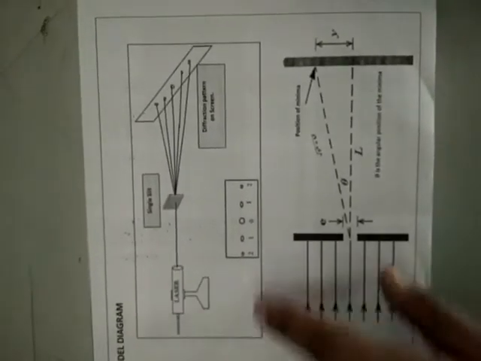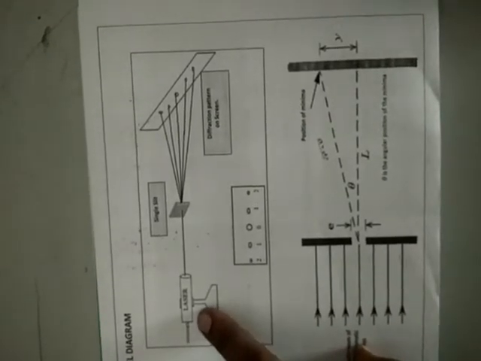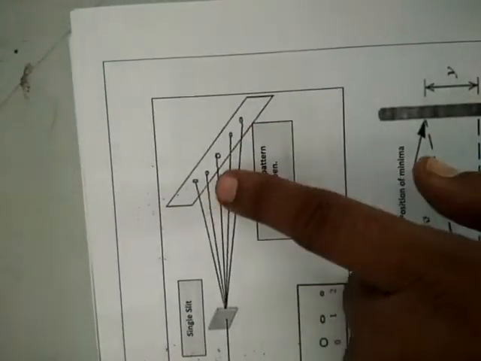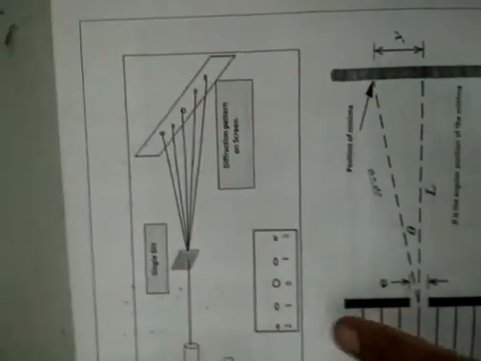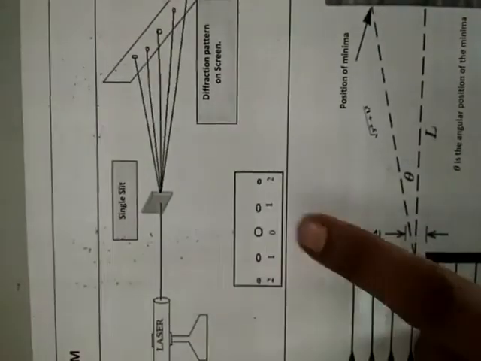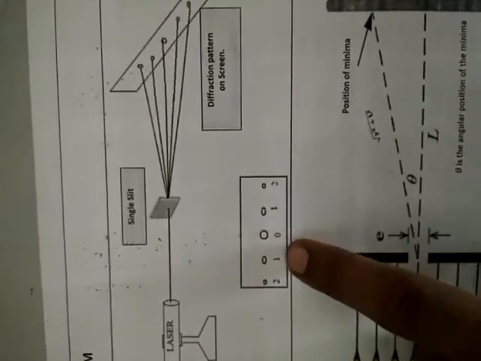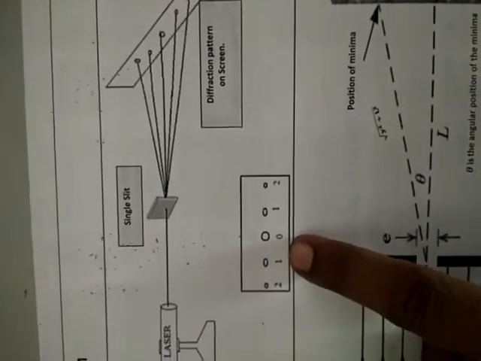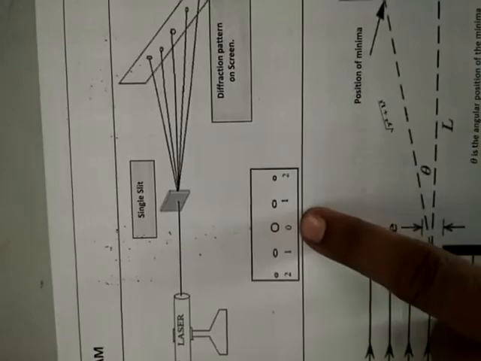This is the model diagram for the experiment. This is the monochromatic laser source, this is a single slit, and these are the diffraction fringes formed on the screen. In place of the screen, here we are using a graph paper for recording the diffraction pattern, and the block here shows the diffraction fringes. Here 0 indicates the central maximum, 1 and 1 on either side indicate the first order principal maximum, and 2 and 2 indicate the second order principal maximum, which are formed on either side of the central maximum.